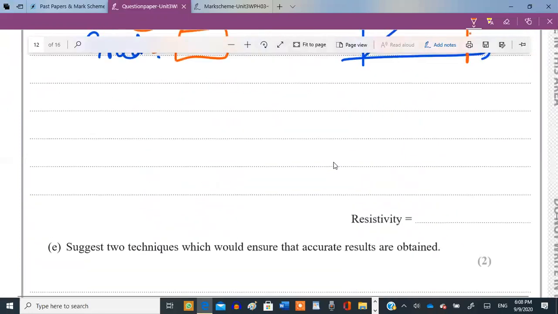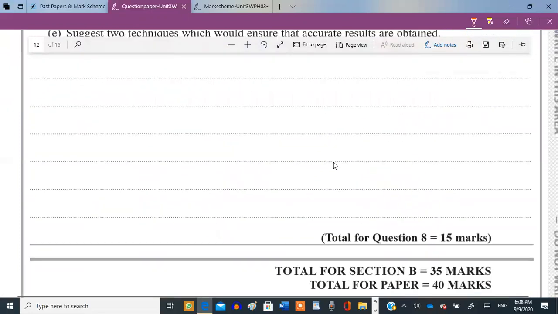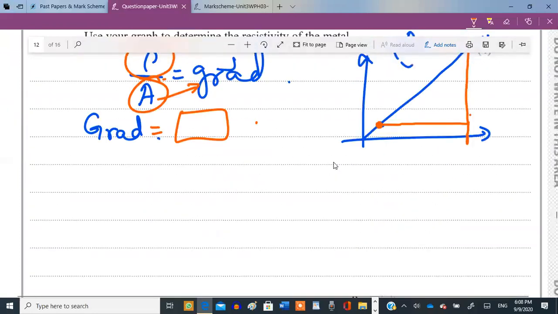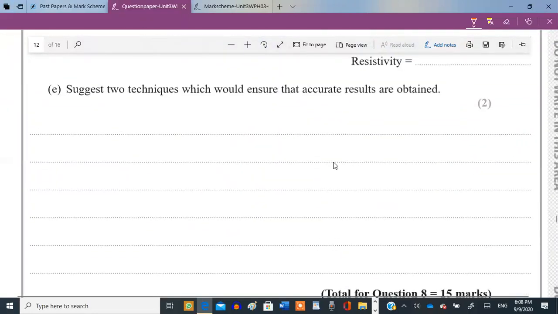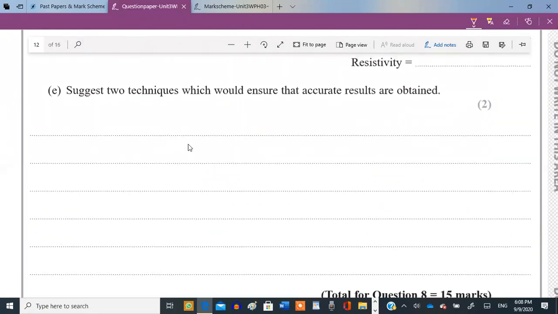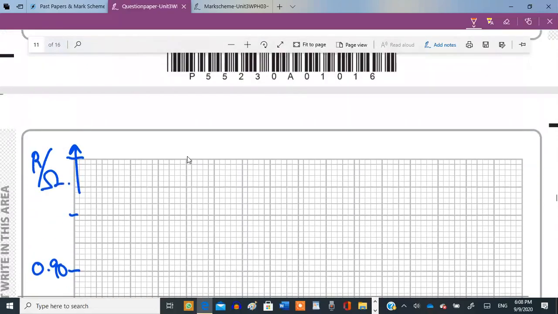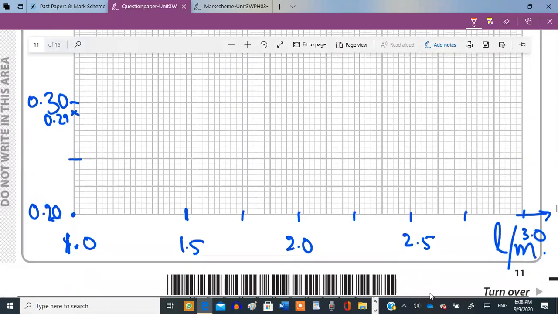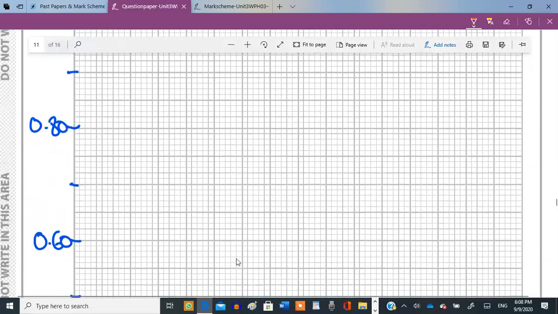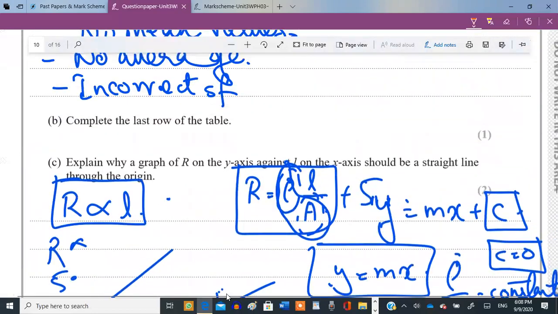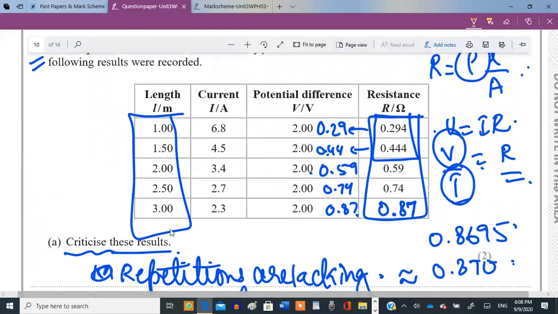And then last one, suggest 2 techniques which would ensure that the results obtained are accurate. Okay, any 2 techniques in which, over here you cannot say that repeat the experiment and take the mean. Why? Because we already have the graph drawn, right? The graph does have the repeated values on the x-axis and on the y-axis. So we need some other technique over here. What other technique could we use over here? Remember the repetition of the current and the voltage, we could use that.